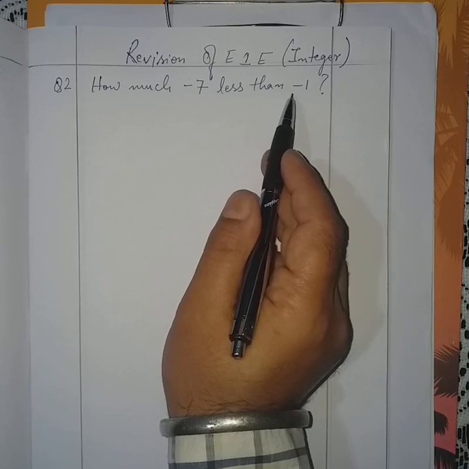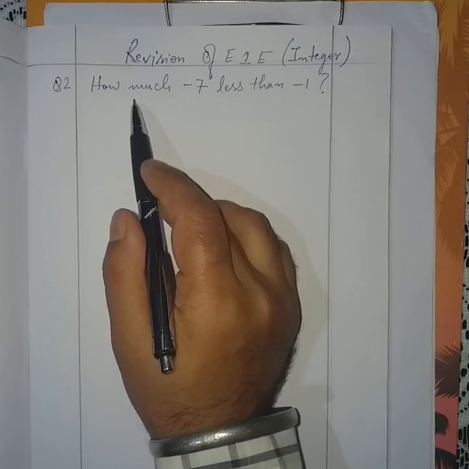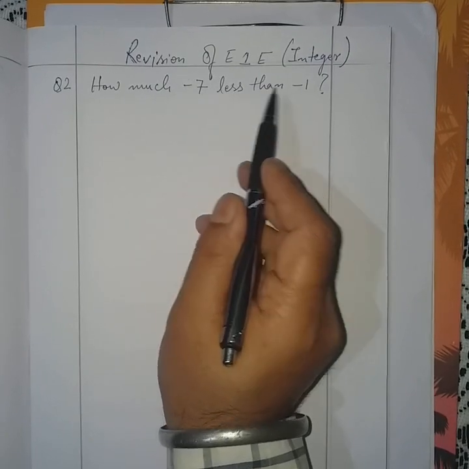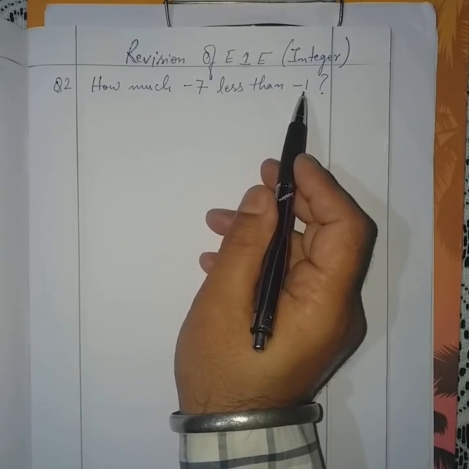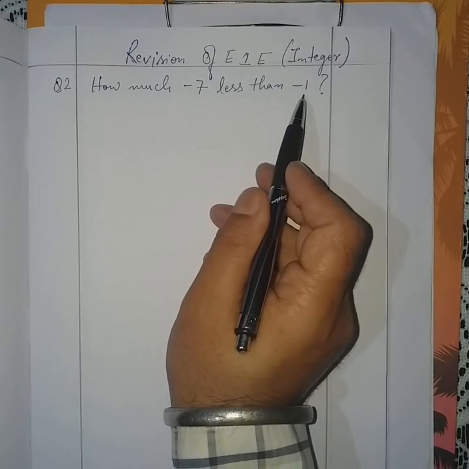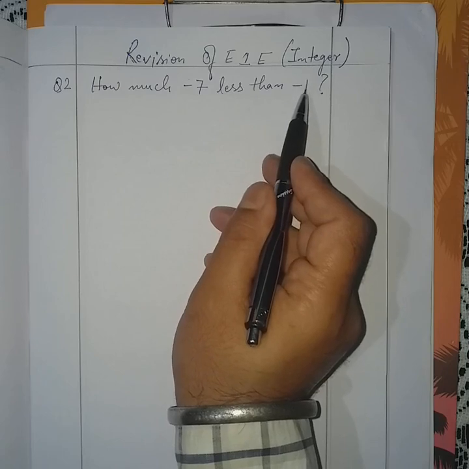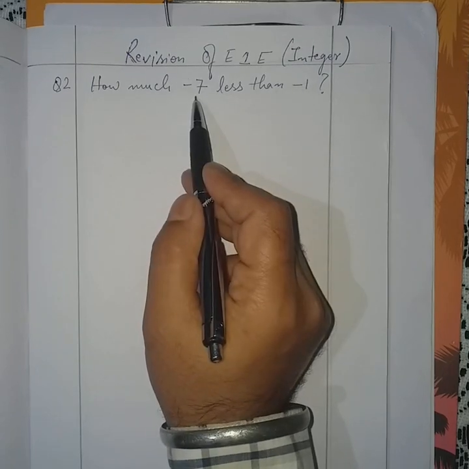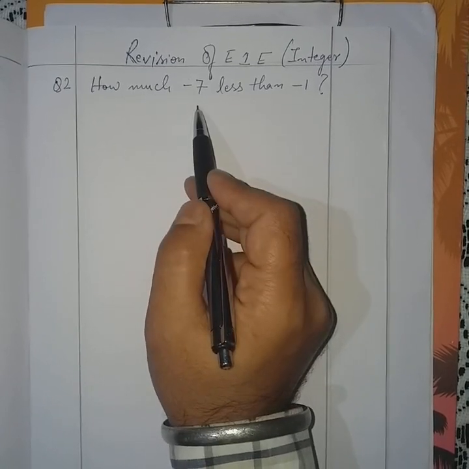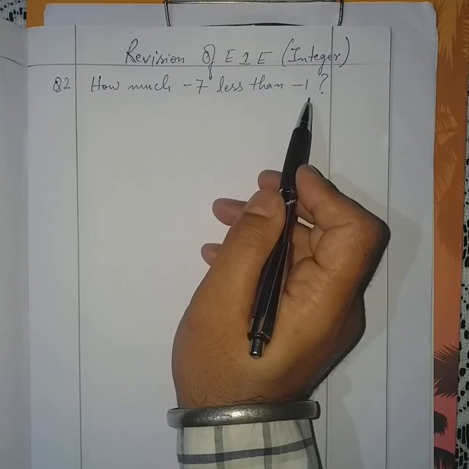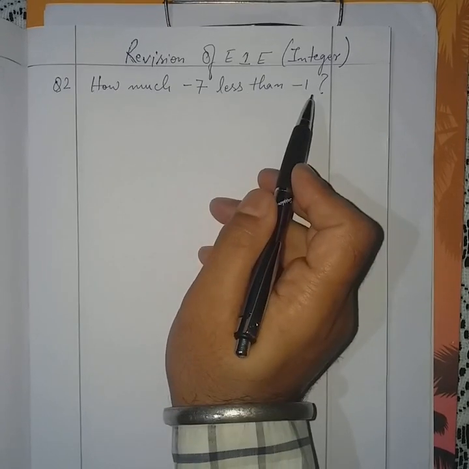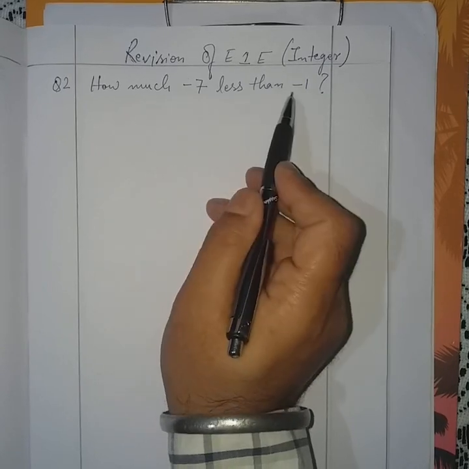So let us change the question for understanding. How much 3 less than 5? So are you getting me? How much 3 less than 5? Then this number is greater than this number, isn't it? 5 is greater than 3. So if we subtract 3 from 5, then we are going to get how much this 3 is less than 5. So similarly here with the negative numbers we are working.